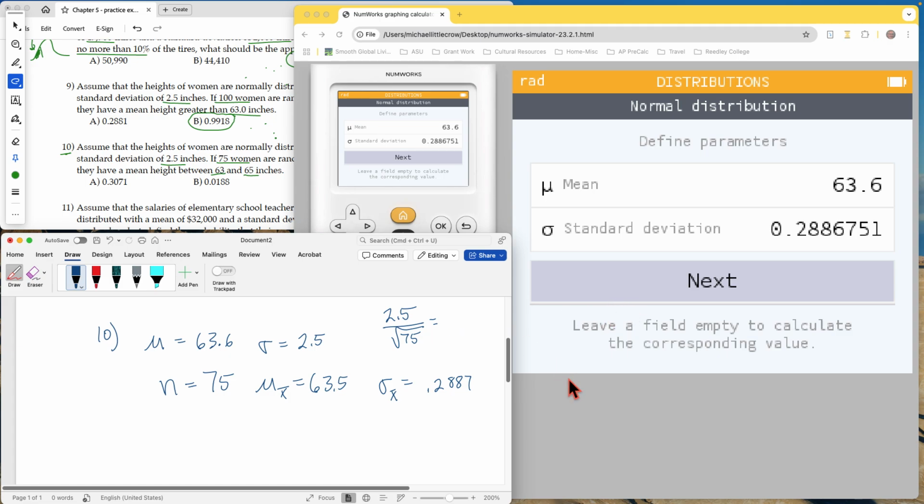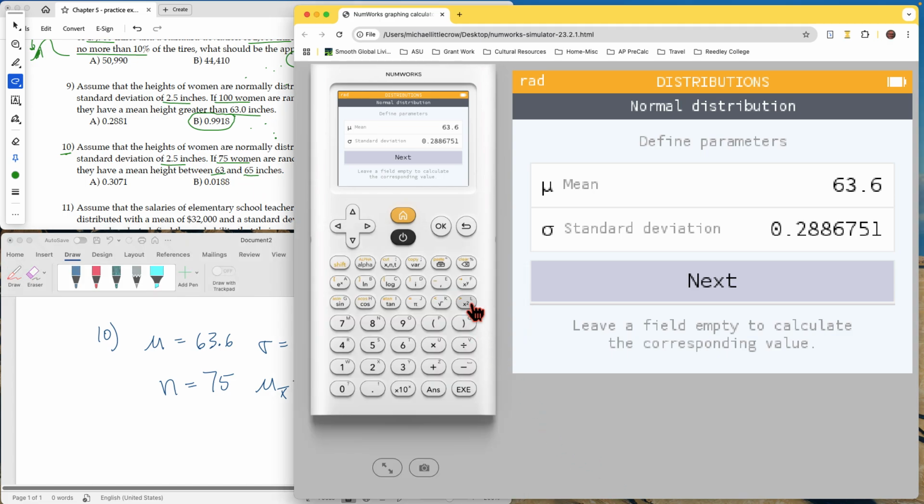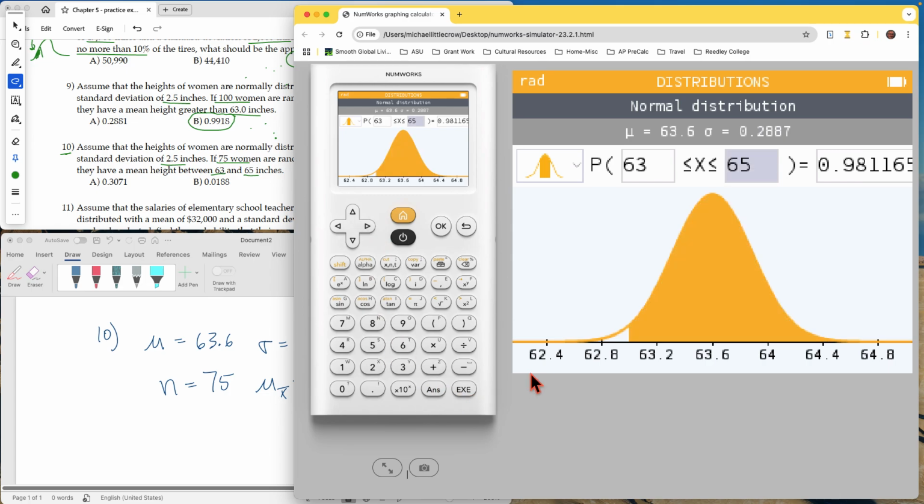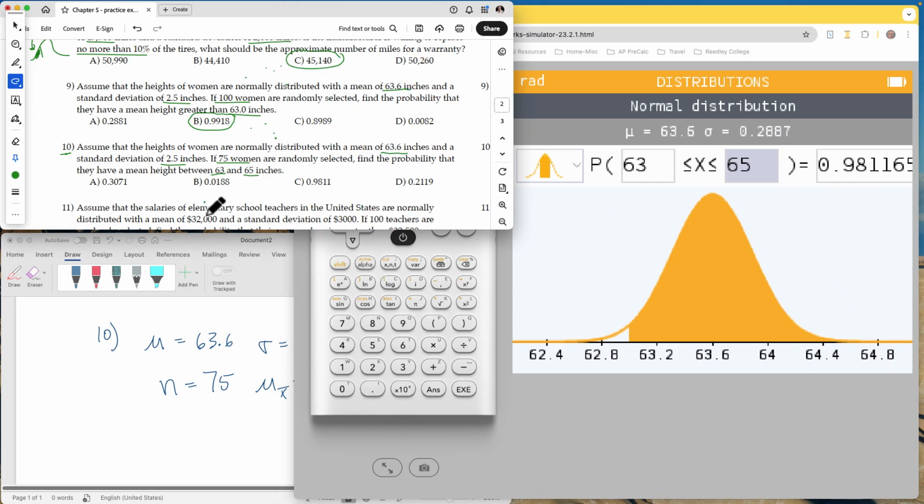And so now that I've got that, I want to find between 63 and 65, again, of the sample. And so I just go to my between tool and I enter my values. 63 is the lower end, 65 is the upper end, and I'm getting a between, and that's 98% of everything. And so that's going to be this one right here.